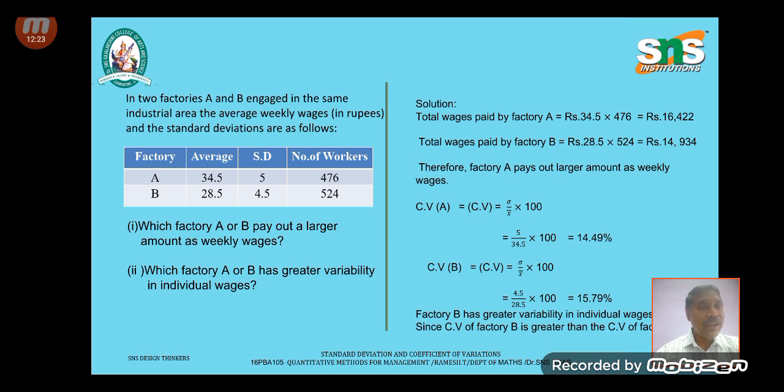Among these two values, the coefficient of variation of A is less than the coefficient of variation of B. Therefore, factory B has greater variability in individual wages, while A is more consistent. The coefficient of variation of factory A is less than that of B. Therefore, A is consistent, but B has greater variability.